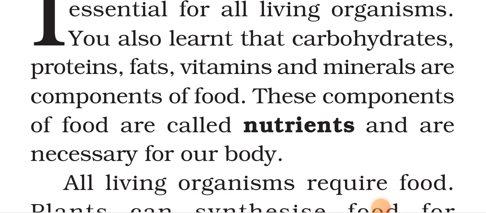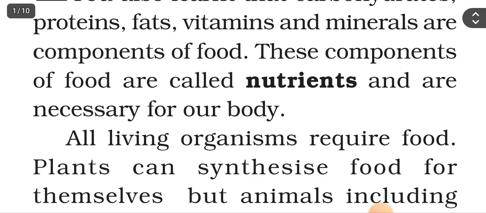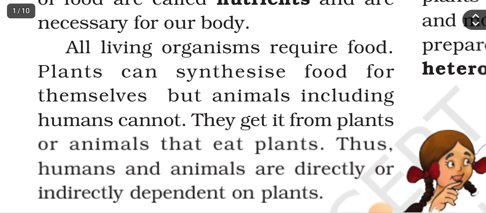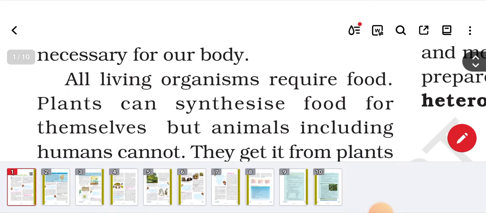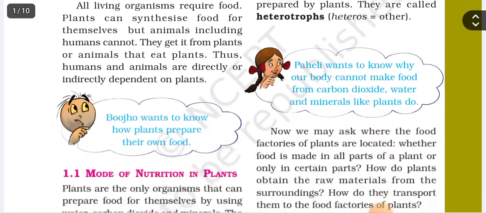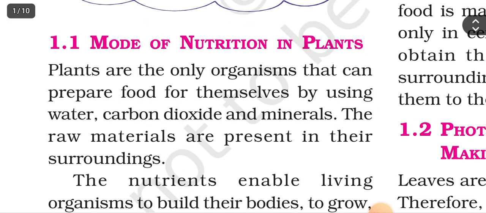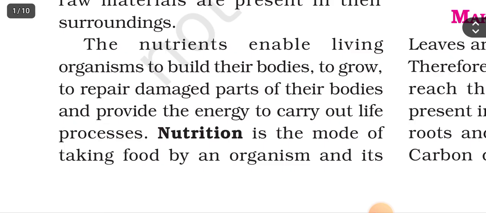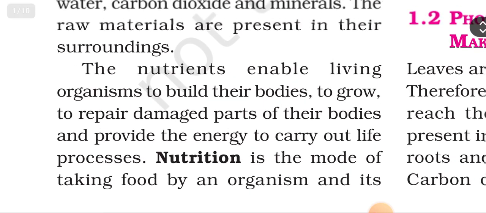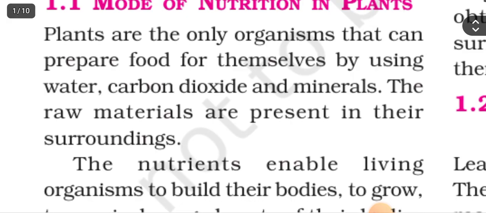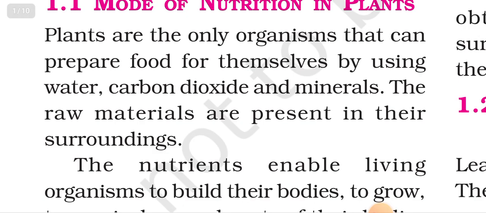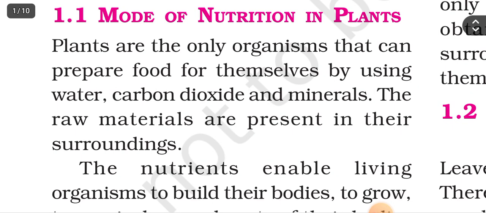Carbohydrates, proteins, fats, vitamins and minerals are components of food. These components of food are called nutrients and are necessary for our body. Mode of nutrition in plants. Plants are the only organisms that can prepare food for themselves by using water, carbon dioxide, and minerals. The raw materials are present in their surroundings.